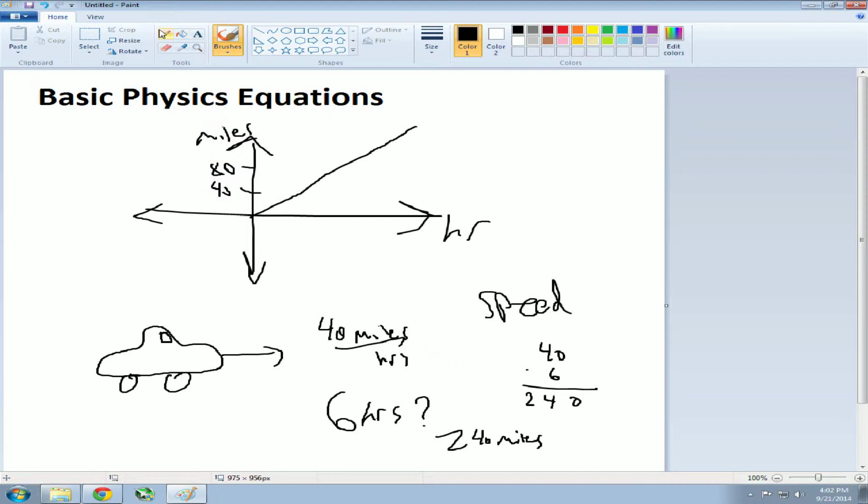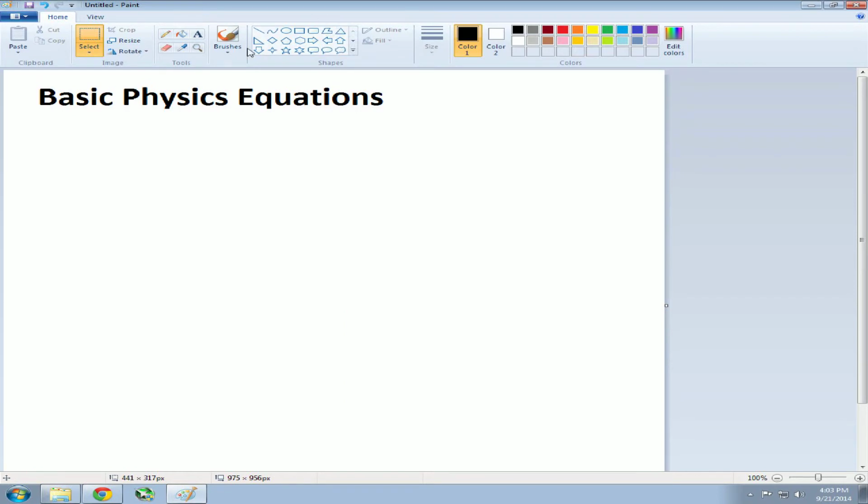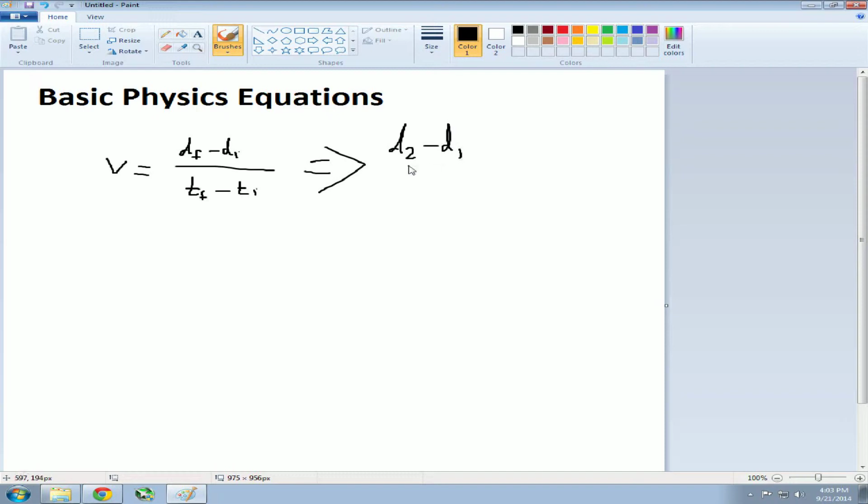So let's make some sense of this equation. This is the speed equation, or I guess you could say kind of velocity. It's a little different, but you'll learn about that later on. This is one of the basic equations. The equation says that the speed is equal to the change of distance over the change of time. I have d_f minus d_i as change of distance and t_f minus t_i as change of time. Sometimes people write it as d2 minus d1 over t2 minus t1. It all means the same thing: change of distance over change of time.